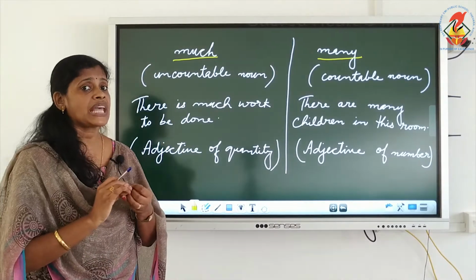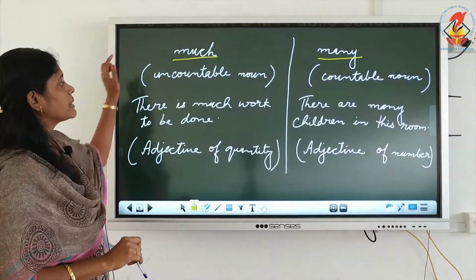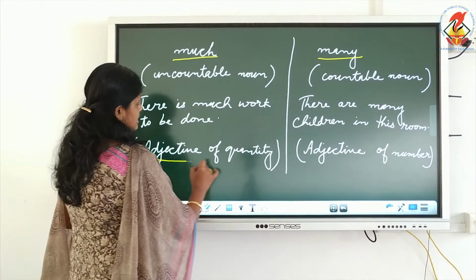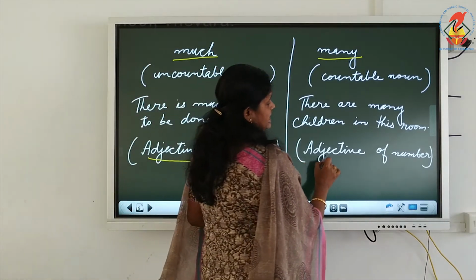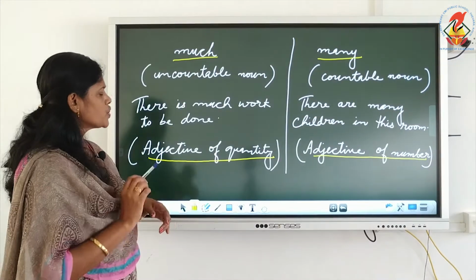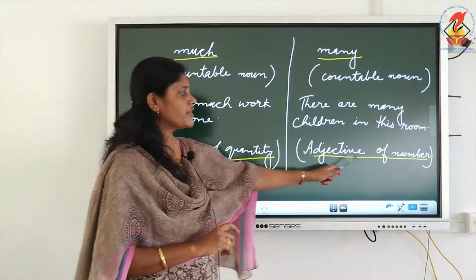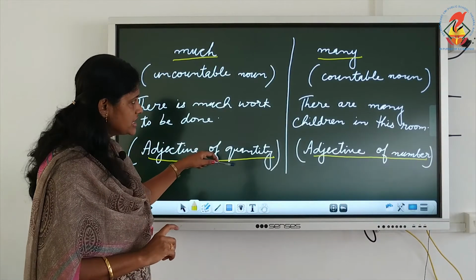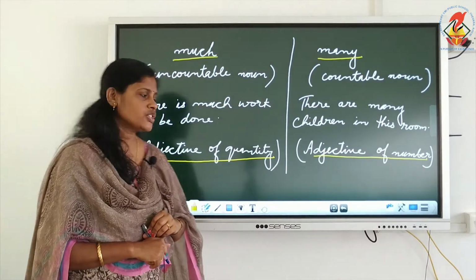So if you can count that, then it becomes a countable noun. If you cannot count the noun, then it becomes an uncountable noun. The word much is adjective of quantity because we cannot count it. The word many is used as adjective of number because we can count it. So remember children, adjective of quantity goes with uncountable nouns. Adjective of number goes with countable nouns. The word much comes with adjective of quantity and the word many comes with adjective of number. Is it clear, children?